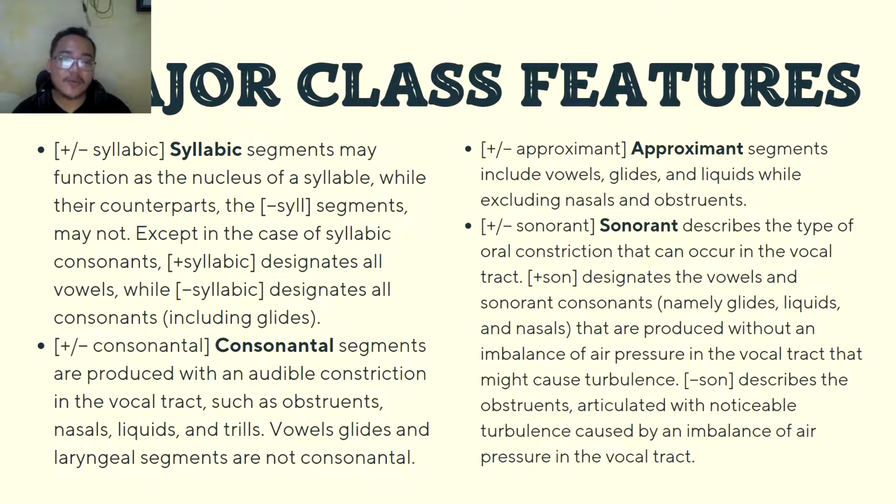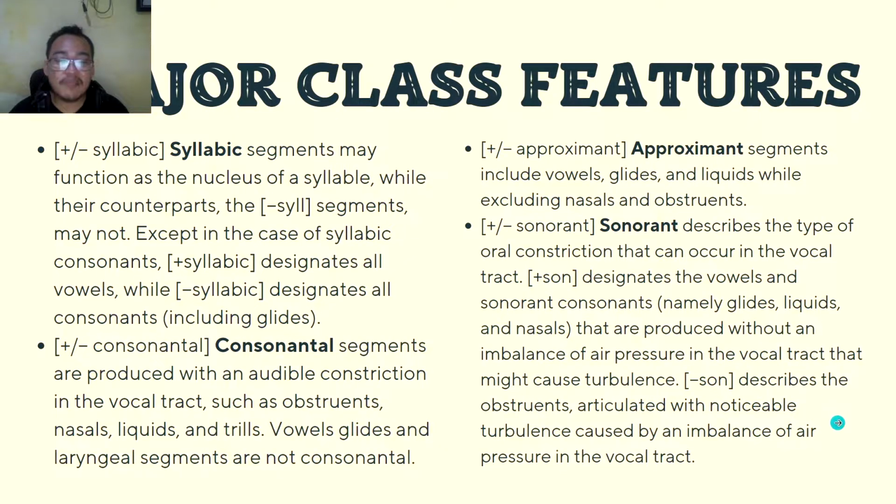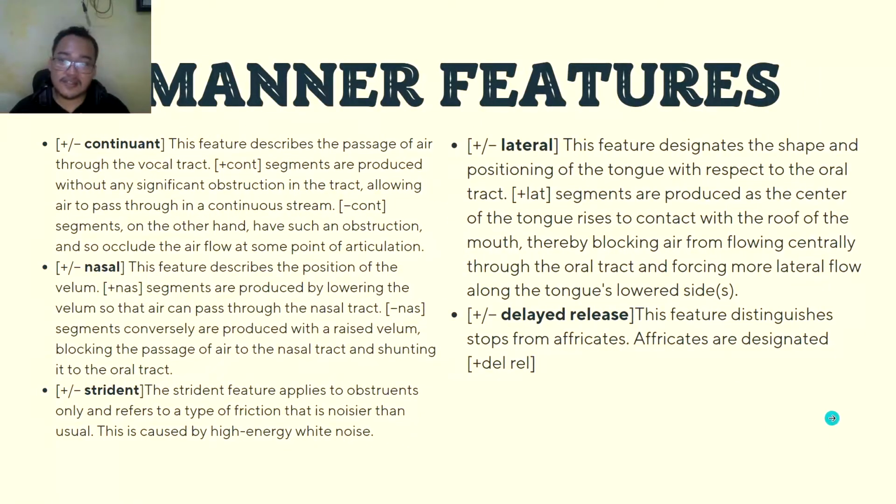And the last one is sonorant. Sonorant describes the type of oral constriction that can occur in the vocal tract. Plus sonorant designated the vowels and sonorant consonants, namely glides, liquids, and nasals, that are produced without an imbalance of air pressure in the vocal tract that might cause turbulence. Meanwhile, the minus one describes the obstruent, articulated with noticeable turbulence caused by an imbalance of air pressure in the vocal tract.